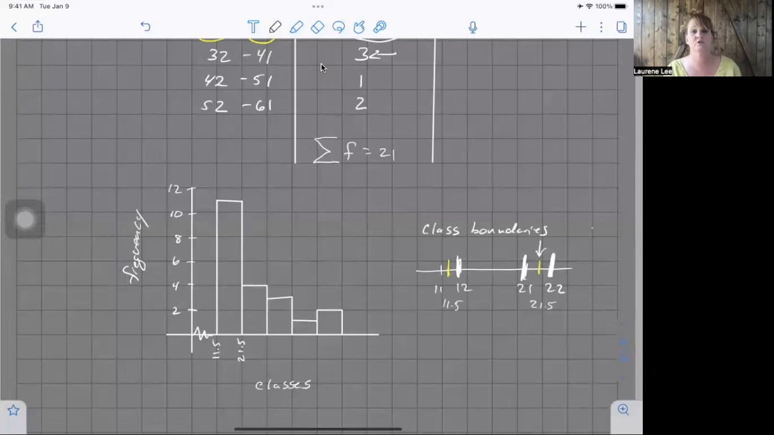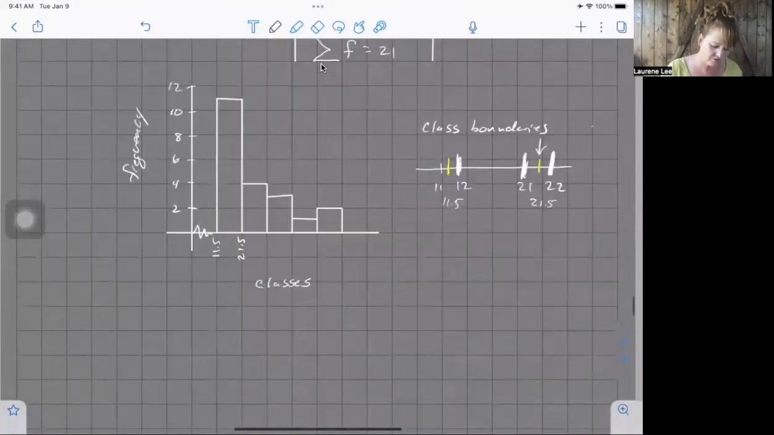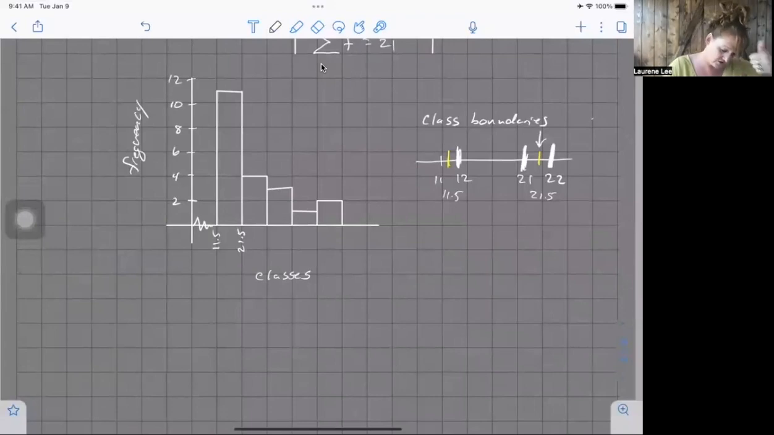Okay, now I'm going to do it with the next class. The next class is 22 to 31. So I'm taking 22 and 31 and I'm backing off 0.5 in either direction. So I'm going 21.5 and 31.5. Okay, well, 21.5 is already there. Good, that matches. My next one's 31.5.